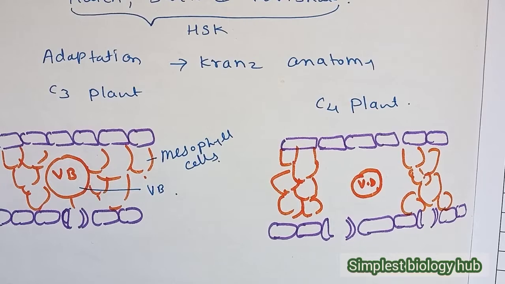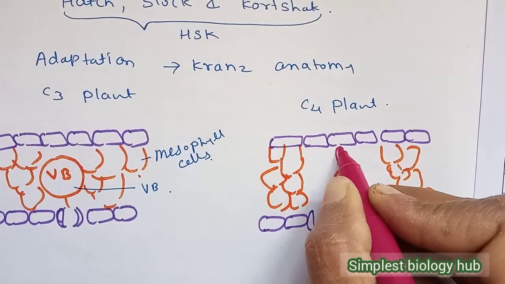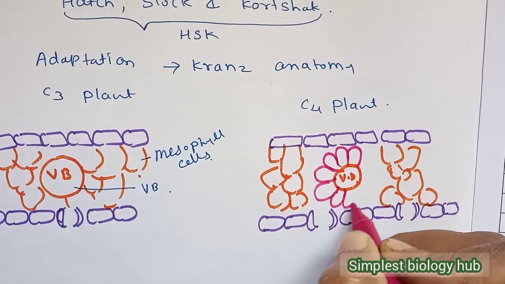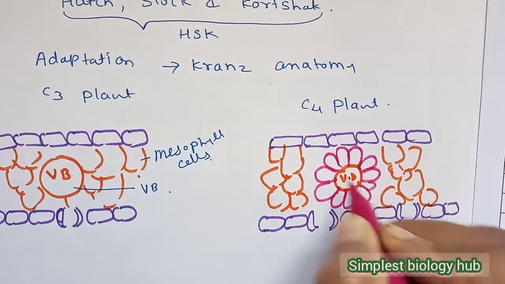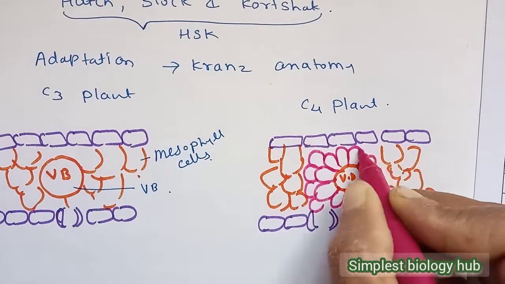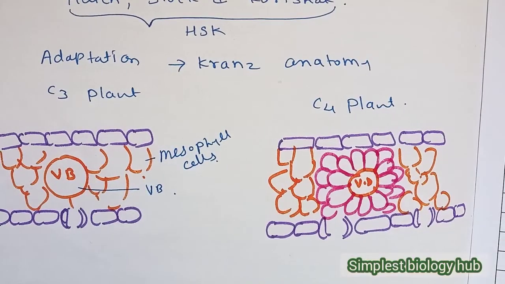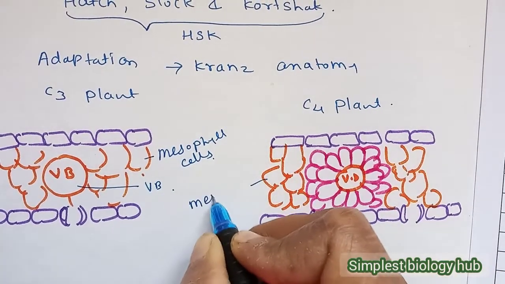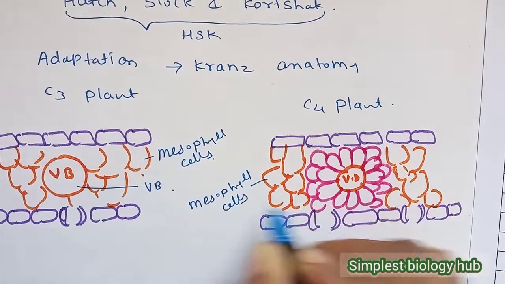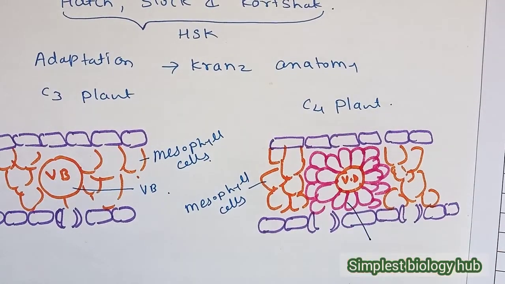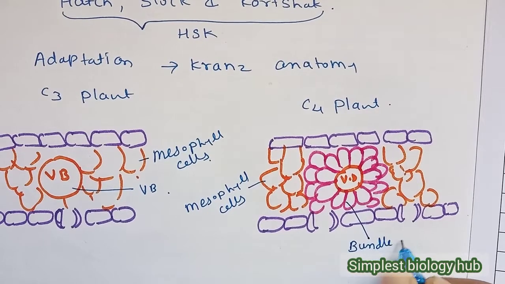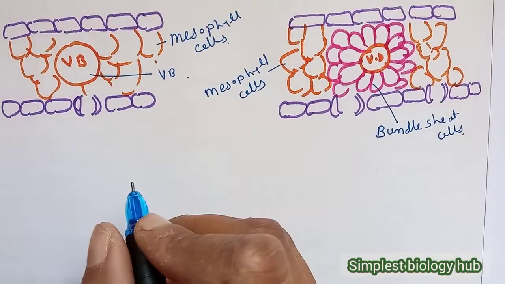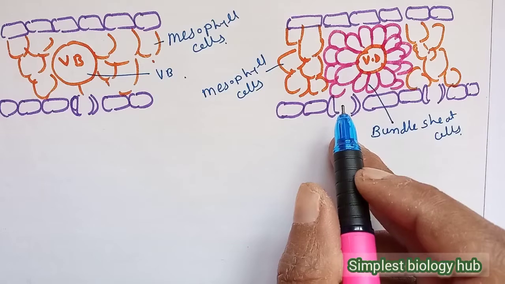But the vascular bundles of the C4 plants are surrounded by a number of compactly arranged cells. They surround the vascular bundle, and compactly they form a number of layers around the vascular bundle. That is the special feature of the C4 plants. And in this anatomy, these are the mesophyll cells, and the cells around the vascular bundle we call bundle sheath cells. This is the anatomical difference between the C3 and C4 plants.